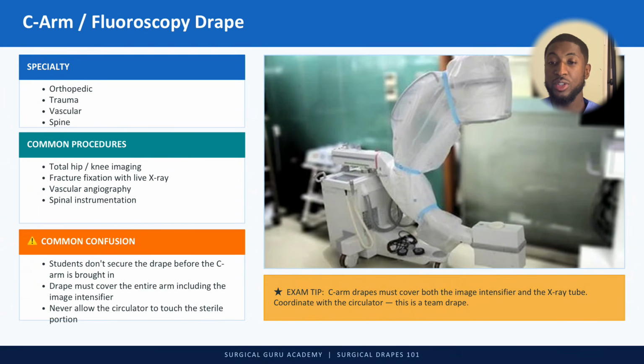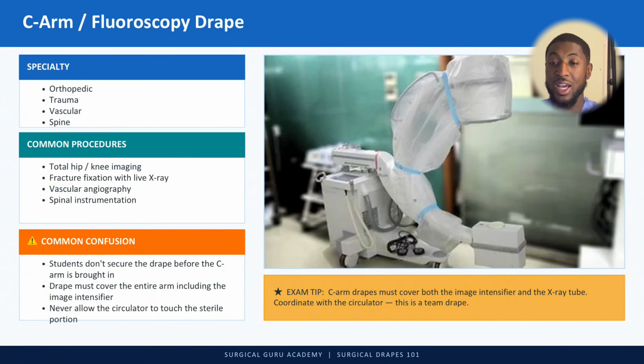Common confusion: students don't secure the C-arm drape before it is brought in. So it's good to put a rubber band around it. If you do not put a rubber band around it, which usually comes with the C-arm drape, then too much of the plastic can be sitting in the field and it can obstruct the surgeon's view of the surgical field.